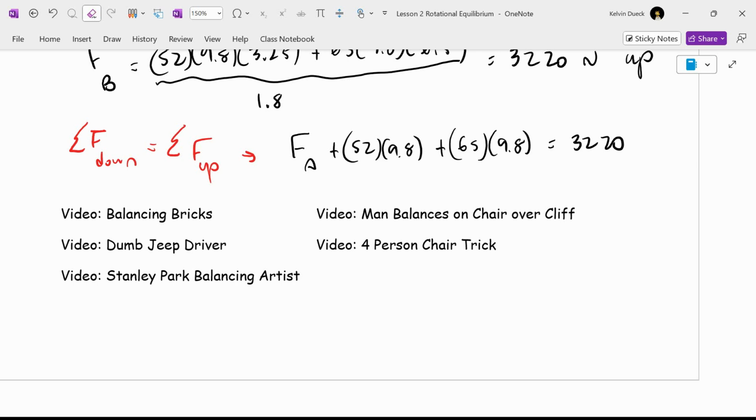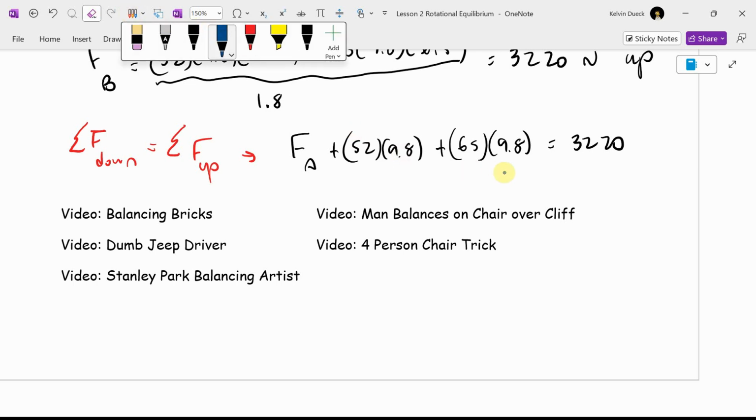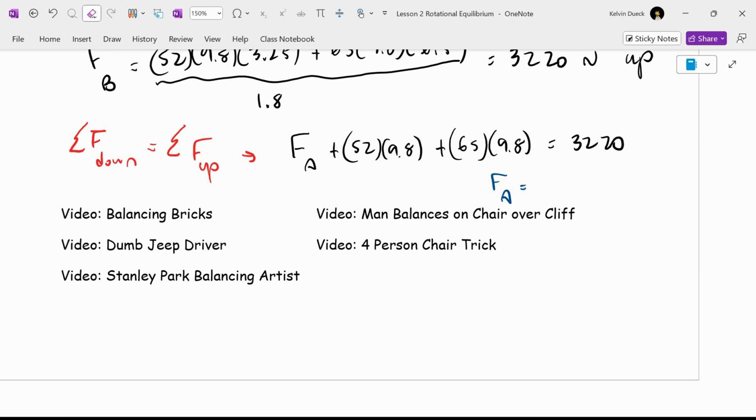How would you get FA by itself? Beam gravity and the diver gravity. Good, do that. How hard is A pulling down? What do you get? 2074, anybody else? Yeah.